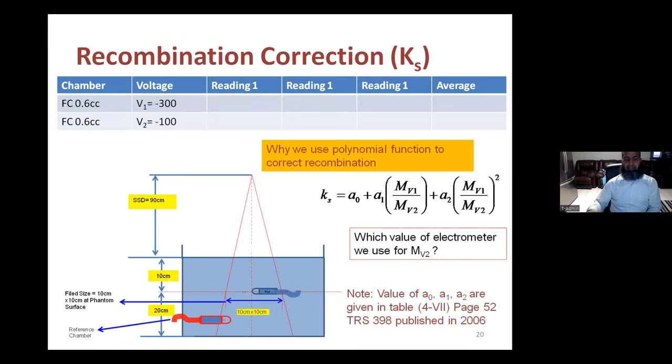Another thing is, you see this polynomial function here. Why do we use a polynomial function to correct for recombination? And it is also a second order polynomial. Why do we have to use second order as well? Why can't we use first order or fourth order?